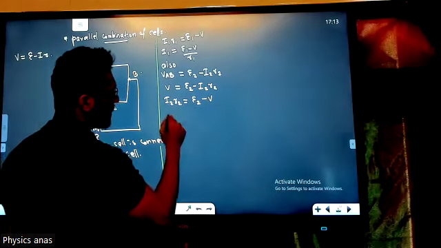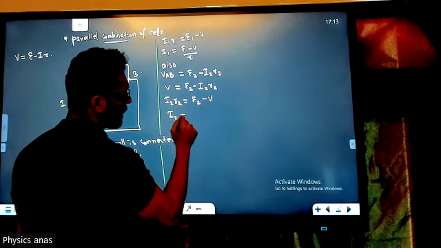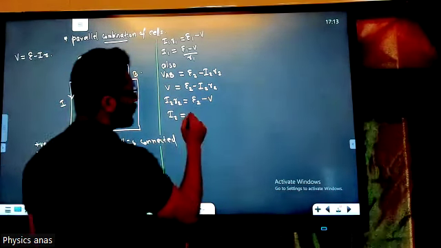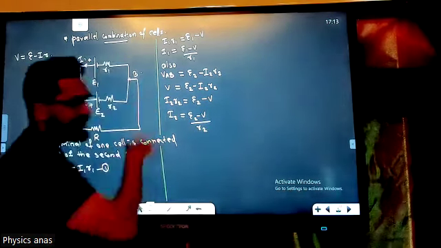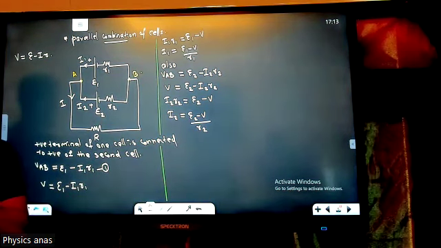E2 minus V. What is I2? I2 is E2 minus V divided by R2. That's I2. Now we have the relation between I1 and I2. What is the relation between I1 and I2?